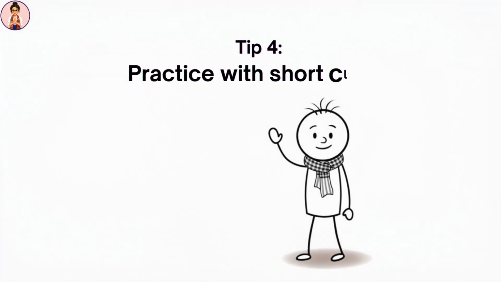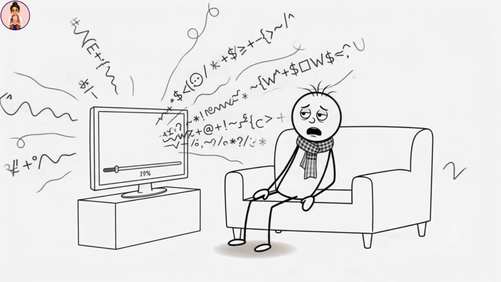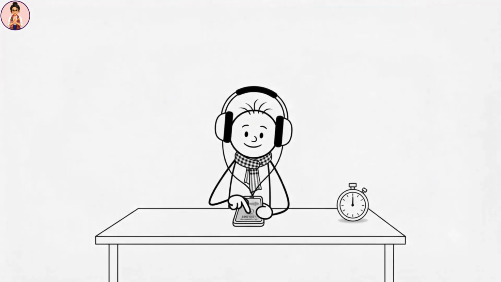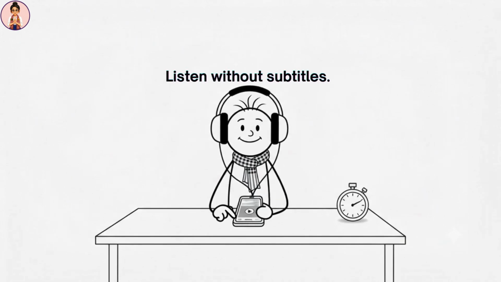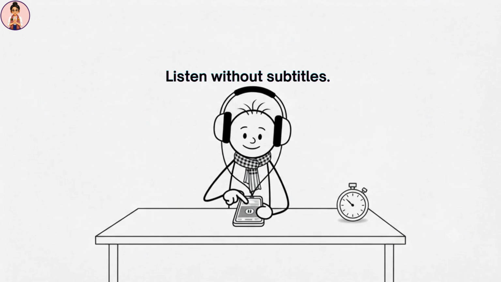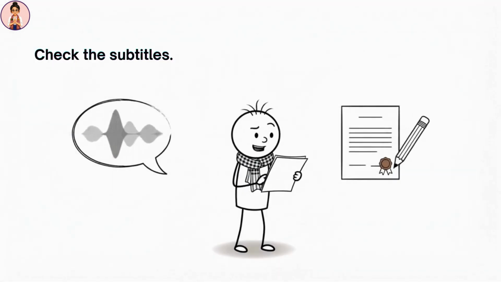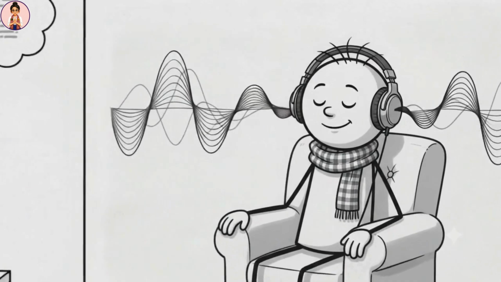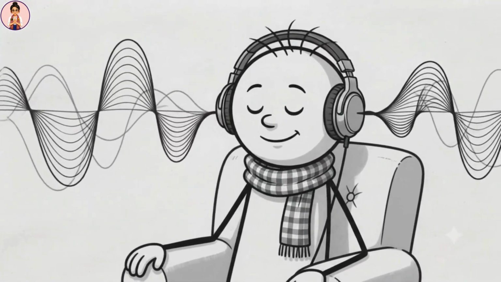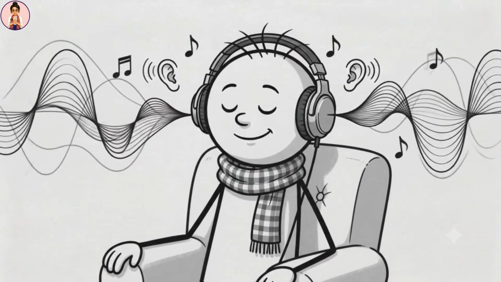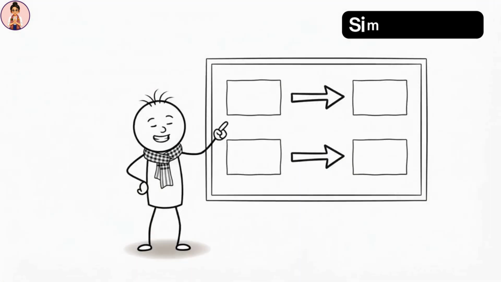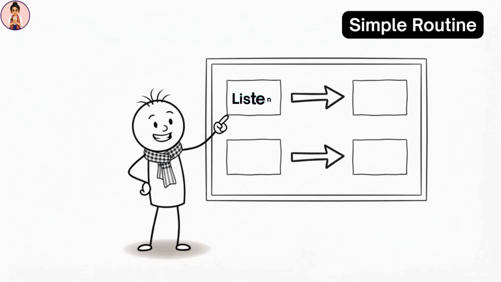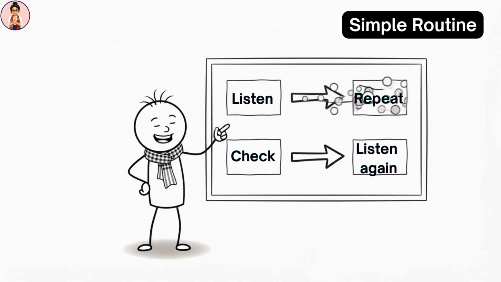Now, tip number 4, practice with short clips. Instead of watching a whole movie, choose a clip that's only 5 to 10 seconds long. First, listen without subtitles. Then, listen again and catch a few more words. Next, check the subtitles. Finally, listen one more time without subtitles. You'll be surprised how much clearer the sentence sounds, because now your brain knows what to listen for. Remember this simple routine. Listen, repeat, check, listen again.